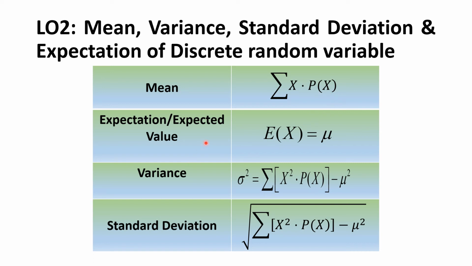Expected value or expectation is actually also the mean, which is similar to the first formula, just with a different symbol. Variance is the sum of x squared p(x), minus mean squared. Mean is the expected value, or this is the formula for the mean. So you need to find the mean first in order to get your variance, and standard deviation is simply the square root of variance.